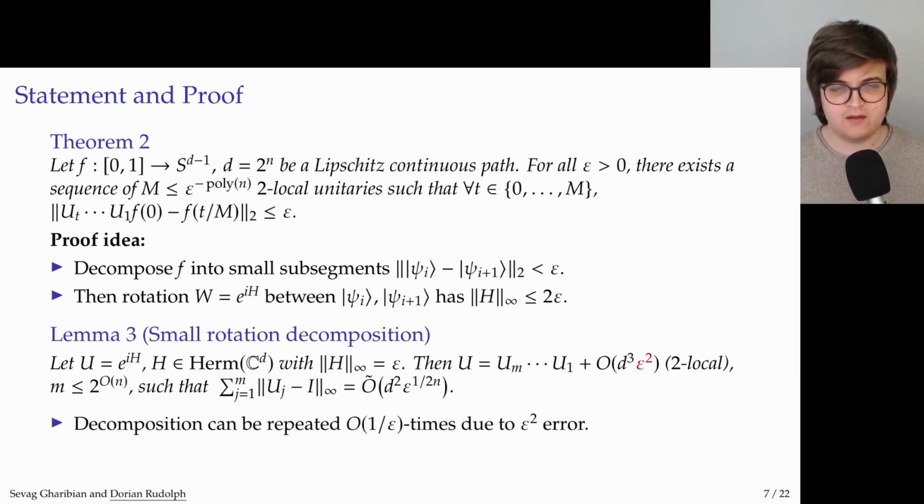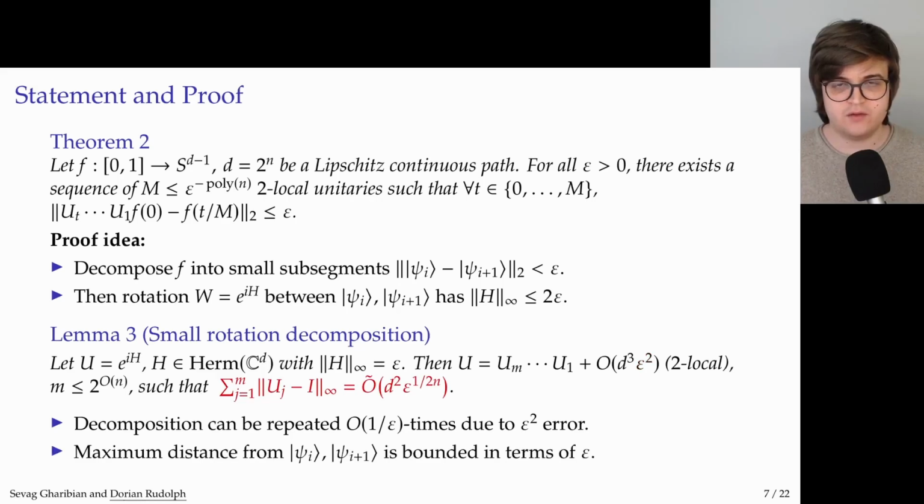The epsilon squared error allows us to repeat the decomposition 1 over epsilon times with small cumulative error. The maximum distance of intermediate states from psi_i to psi_{i+1} is bounded in terms of epsilon, albeit exponentially.